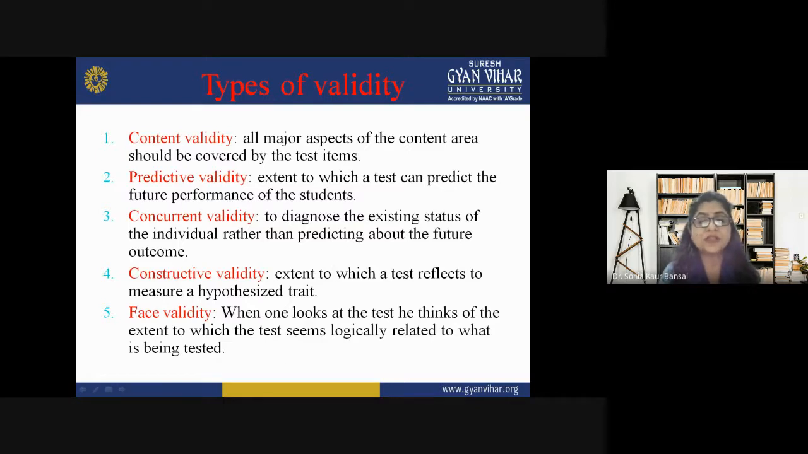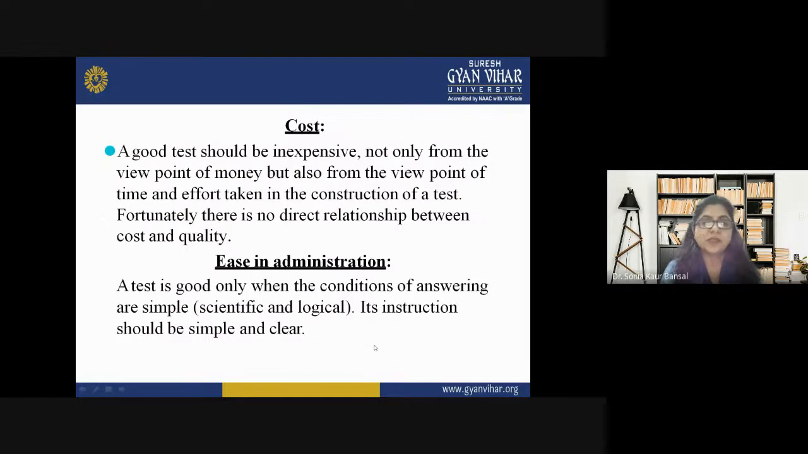All right, students. So this is all about the types of validity. We have seen content, predictive, concurrent, constructive, and face validity. So these are all the types of validity. And then the next thing we are going to see is cost. So let's understand about cost.